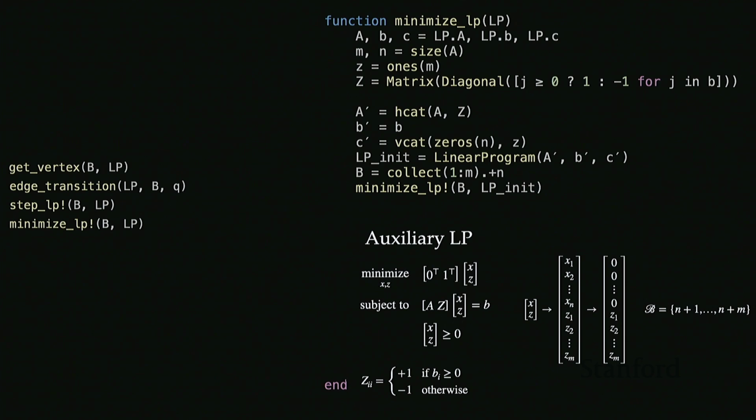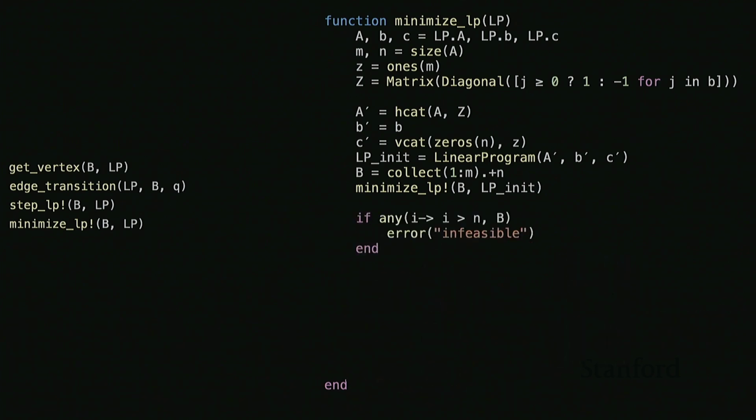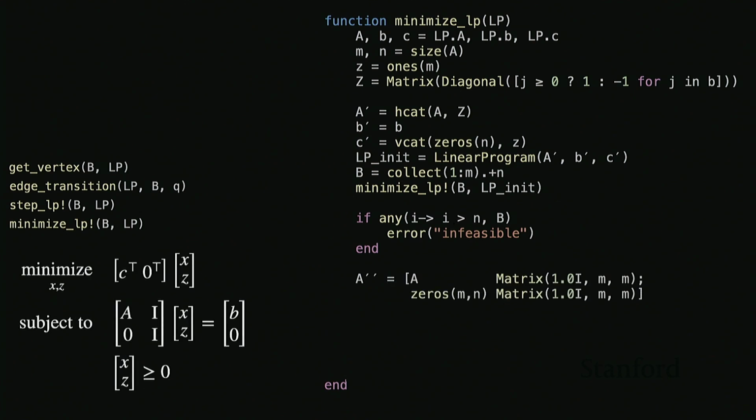But first we need to check: are any of the components of B, meaning any of the indices greater than n, and those indices greater than n correspond to the z values, are any of those z not 0? That's what this line is asking. Are any of the z's not zeroed out? If that's the case, then we know it's an infeasible problem and we can stop right there without solving any further. If it's not infeasible, then we have a valid partition to start the other problem that we want to get to.